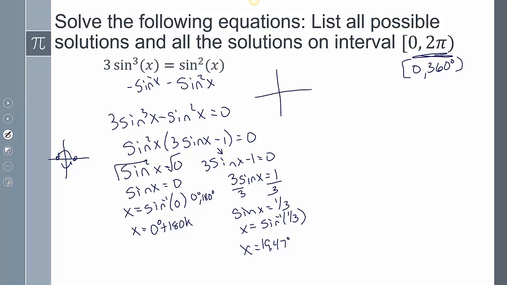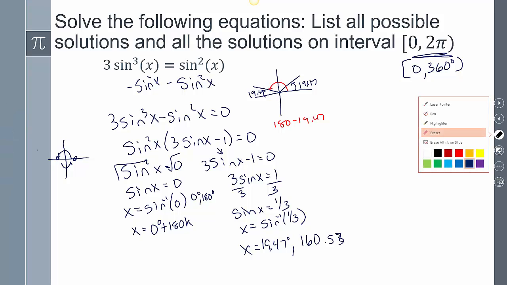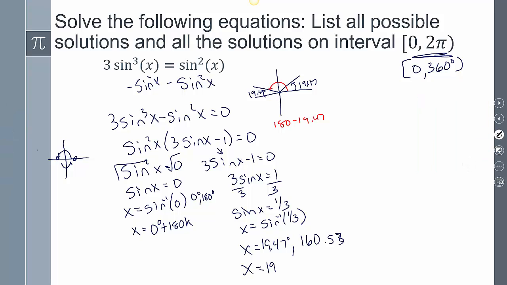But now we have to examine where on the unit circle that is. That's 19.47, so over here, that's 19.47. The rotation that we're looking for is this rotation here. So I have to do 180 minus 19.47, and that's going to give me 160.53 degrees. So each of these is going to be 19.47 plus 360k and 160.53 plus 360k.